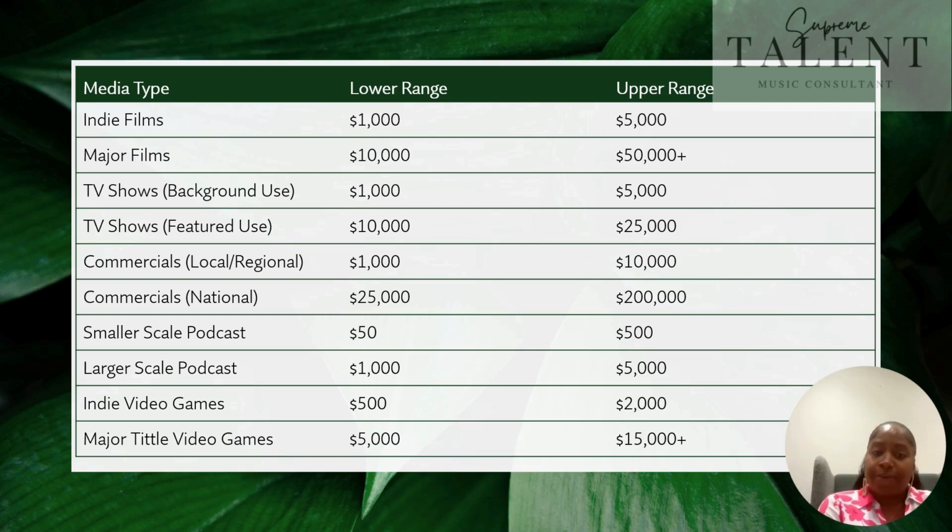For major films, though, it's a jump. Because they have a much bigger budget, it depends not necessarily on their budget, but more on what type of use the song is going to have. If we're still talking about background music, that's still going to be around $10,000 at the lower range and upwards of $50,000, and it can be more depending on how the song is used and how they want the song to be associated with the film.